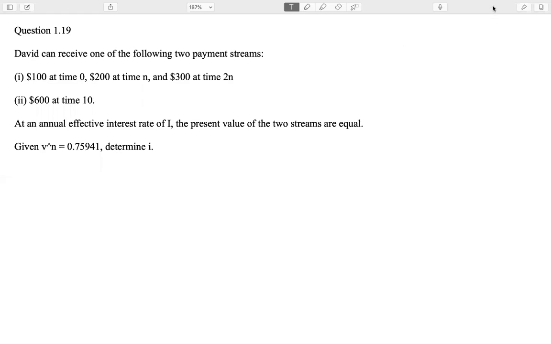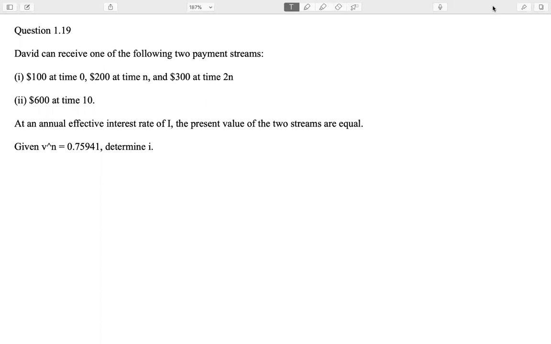Okay, let's continue. The next question is 1.19. Here, let's read the question together. David can receive one of the following two payment streams. First, $100 at time 0, 200 at time n, 300 at time 2n. Here we don't know n, right? It can be different, as long as it's different from 0. It can be 1, can be 2, we don't know.